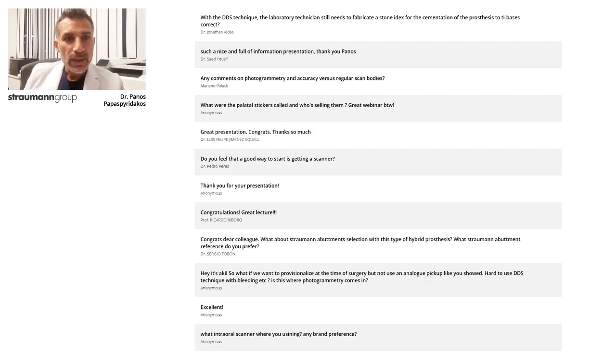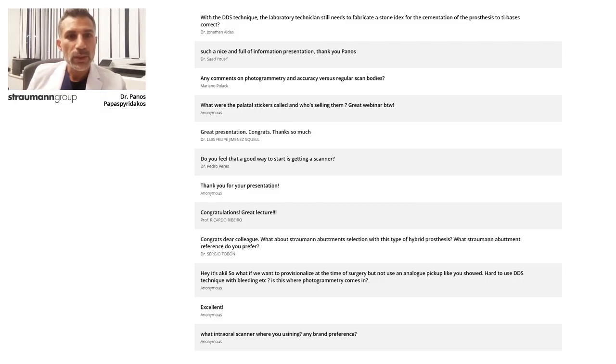Another friend is asking, so what if we want to provisionalize at the time of surgery but not use an analog pickup like you showed? Hard to use the DDS technique with bleeding. Is this where photogrammetry comes in? Sure, it could be, but you will still have to take an impression of the soft tissue. So if you take a scanning of the soft tissue, it will still be bleeding.